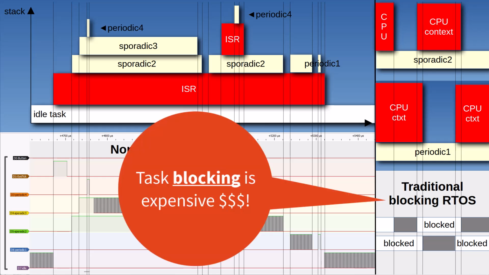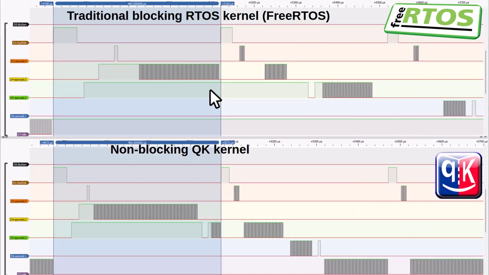The ability to block tasks is certainly very expensive, not just in terms of the precious RAM for the stacks, but also because the context switch is more elaborate and longer. For example, here is the logic analyzer trace of the same set of tasks on the same board and shown with the identical timescale, but executed using the FreeRTOS kernel.